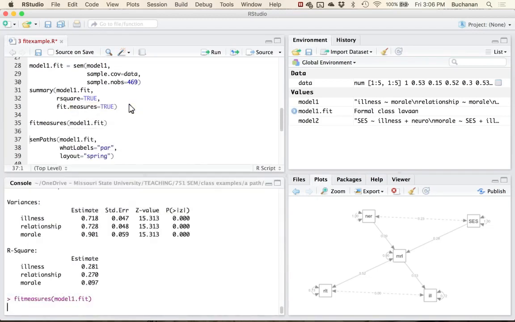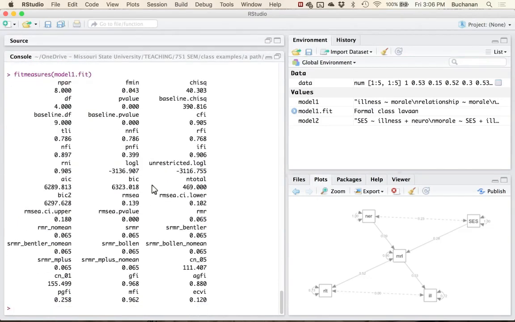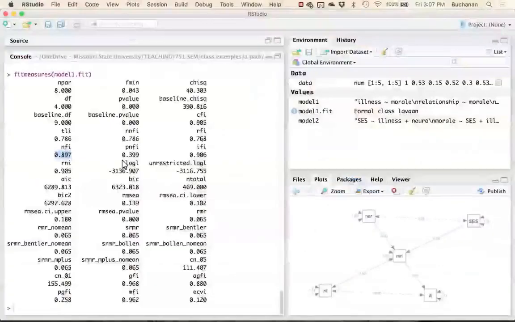Model1.fit. And then you can see all of the possible ones that are calculated for you. Oh boy, it's a lot. So here's NNFI, which is the same thing as TLI, so you'll notice they have the same number. Here's the regular NFI that I'm telling you to look for. So 0.897. Okay, that agrees more with CFI than Tucker-Lewis.